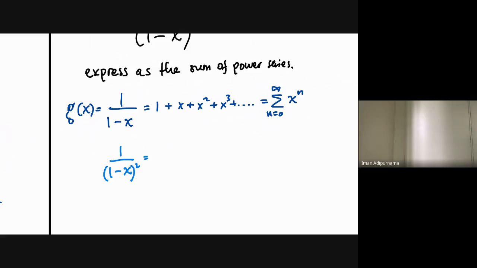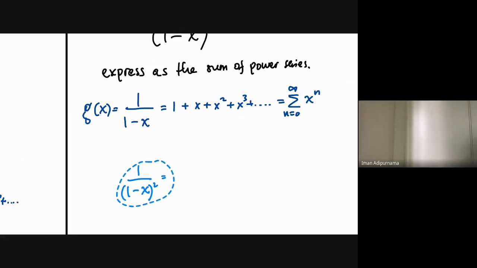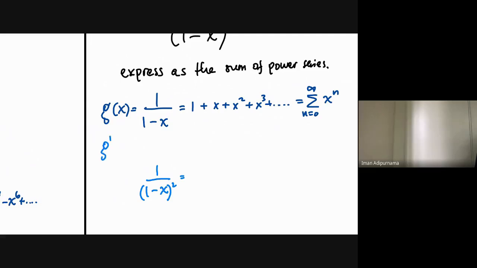Okay, let me write here. What if this? Can you derive? Of course, the bottom part. If you use the quotient rule, the bottom part will be 1 minus x squared, right? This is 1, right? Okay. So this is another idea to solve.